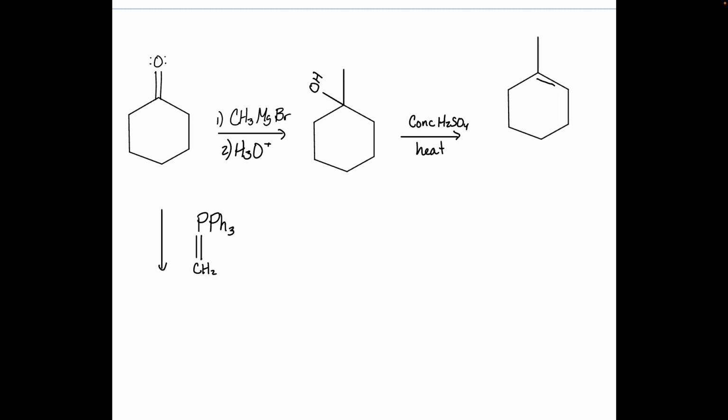But our major product is going to be the more substituted alkene. Right? You always get a mixture, but your major product is going to be the one that's the most stable. So we would get our minor product as this di-substituted alkene, and our major product is that tri-substituted alkene.